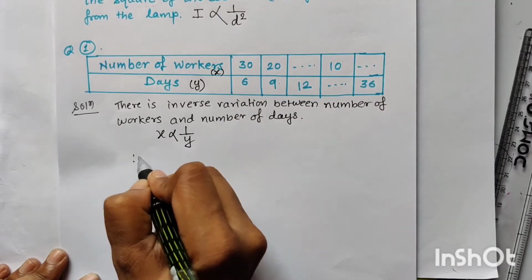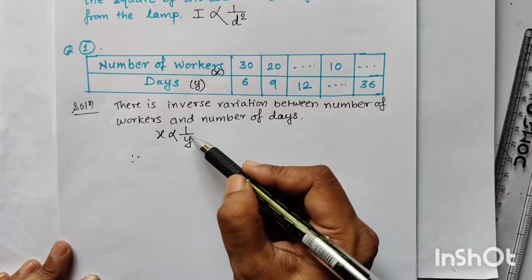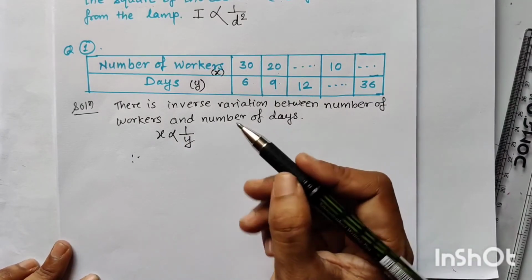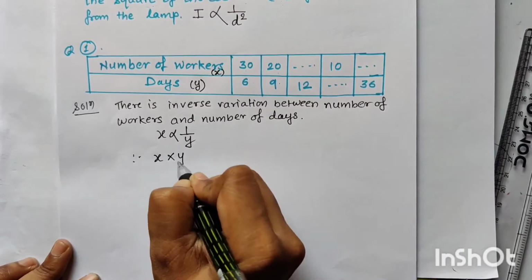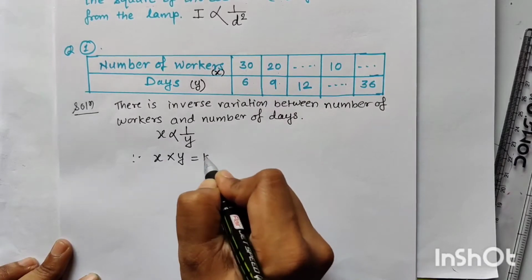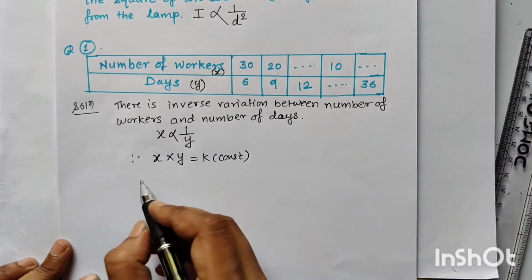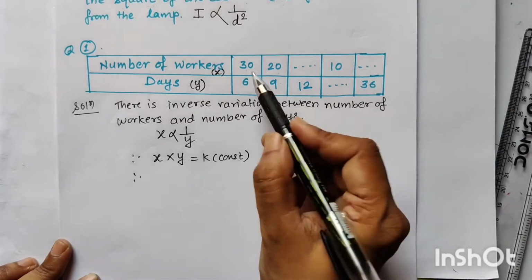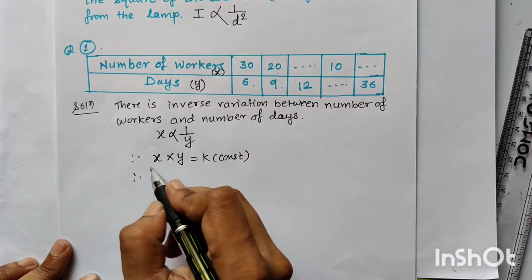Now we have to write it in the equation form. Immediately after writing in the symbol form, we have to write in the equation form. The equation form of inverse variation is very easy. We have to write it as a product. x multiplied by y is equal to k, a constant. It is that simple. Now we will put the values from either the first column or the second column. You will get the same answer.